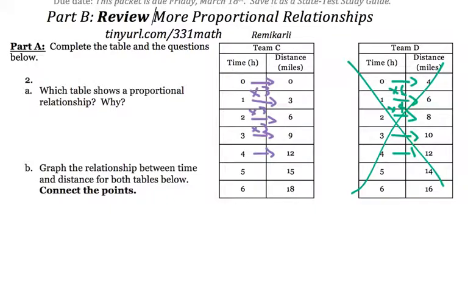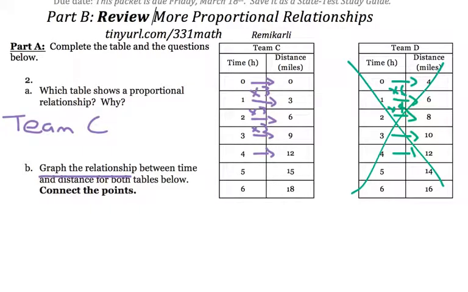So if you were going to explain it, you would say team C, and then in your own words, how there's a constant pattern in team C that relates the time and the distance, but there isn't one for team D. All right, and then part B says graph this relationship.